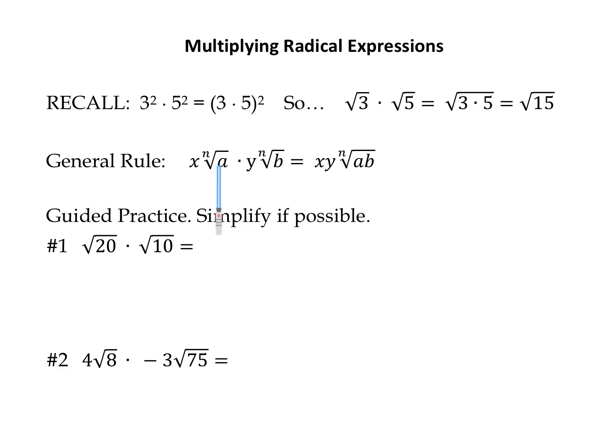And then we'd multiply the radicands, the numbers inside the radicals. Okay, so multiply the coefficients out in front of the radicals, multiply the radicands that are inside the radicals, and then do any simplifying that's needed.